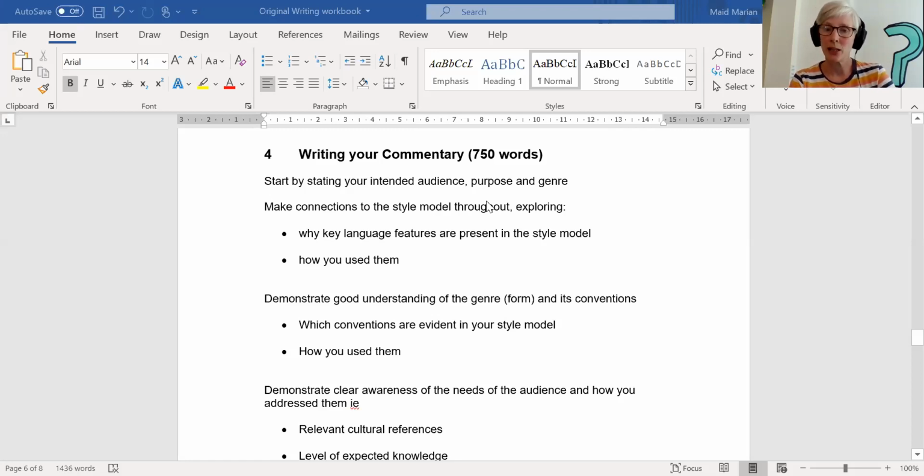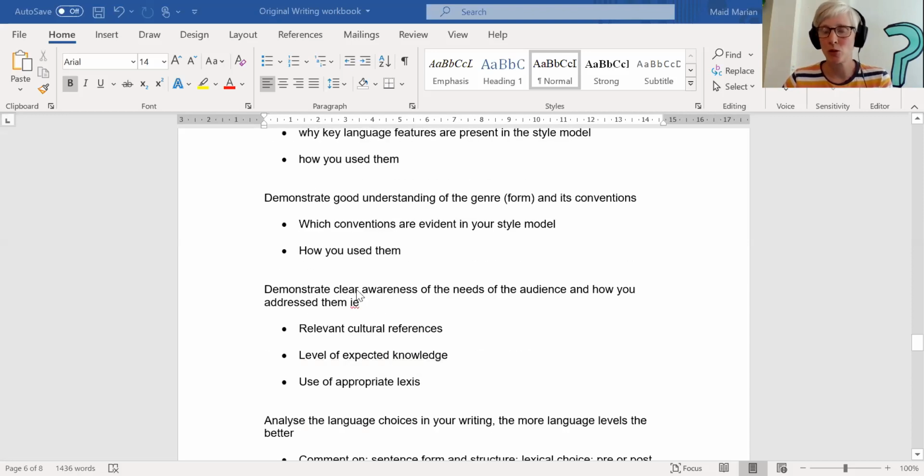So you're looking for the key language features that are present in the style model, and how you used them. If you did something different to the style model, how and why you did that. Obviously they don't want you to completely copy the style model, so you have to explain why it was different when it was.